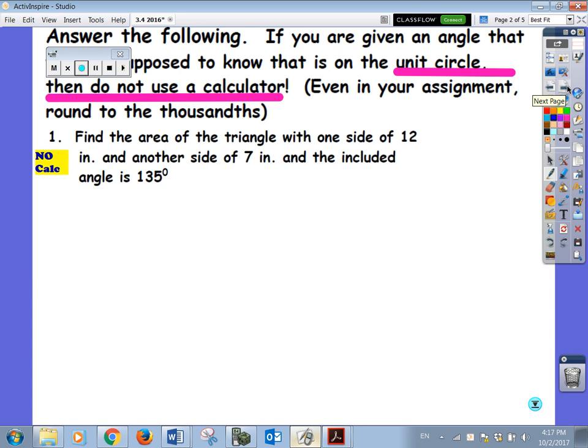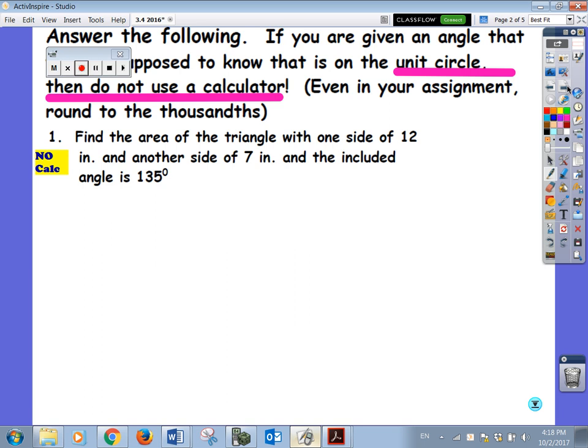All right, the directions again are important. Answer the following. If you're given an angle that you're supposed to know, meaning it is 30, 45, 60, 90, 135, 120, 225, any of those angles, those are angles on your unit circle, and you would be able to do those without a calculator. So there's going to be a little mix match of those. I have labeled on there whether to use a calculator or not so that you do not have to guess. If drawing a picture is helpful to you, then do that. You are not required to draw a picture, but again, if you struggle a little bit, pictures are always helpful.